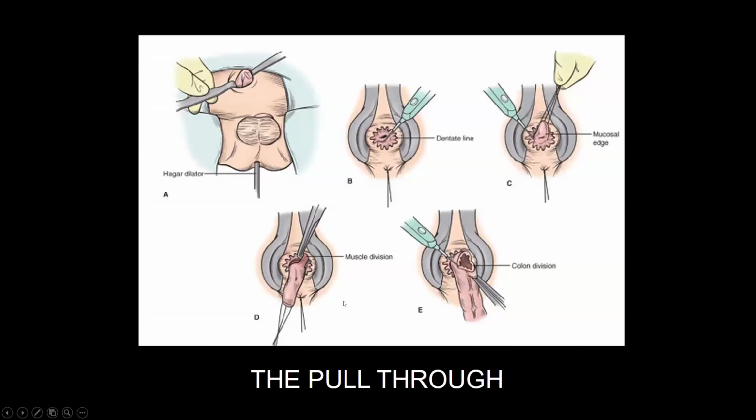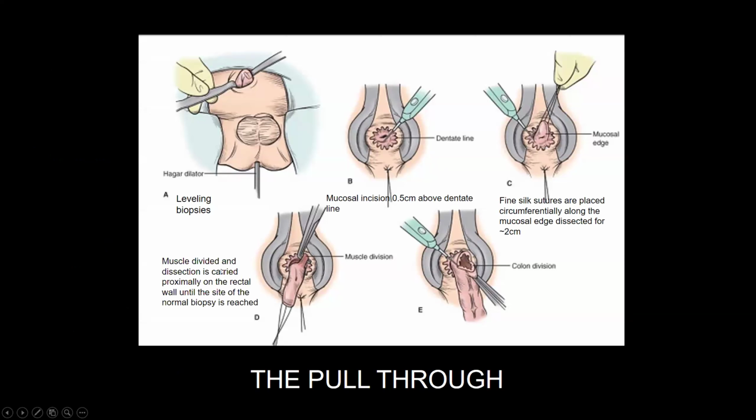So then the patient underwent a pull-through, and here's the procedure. We had leveling biopsies. They made a mucosal incision about 0.5 centimeters above the dentate line. The silk sutures were placed along the mucosal edge and dissected for about 2 centimeters. The muscle was divided and the dissection was carried proximally on the rectal wall until the site of the normal biopsy was reached. And then the colon was divided and anastomosis between the, well, in this case, colonic junction and the anal canal was performed.